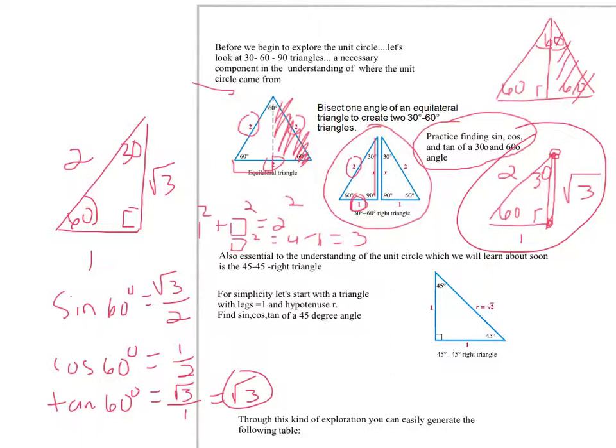All right, hope that helps. Now, if we have sine, cosine, and tangent of 60 degrees, they're reciprocals. We could easily generate cosecant, secant, and cotangent.